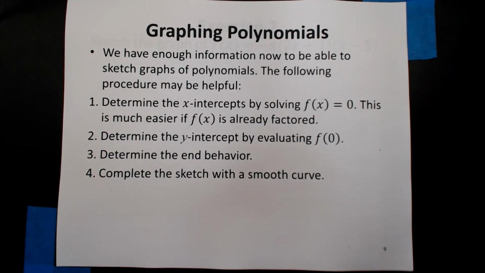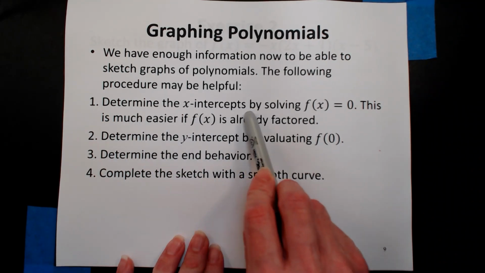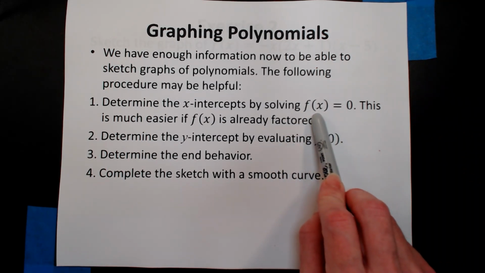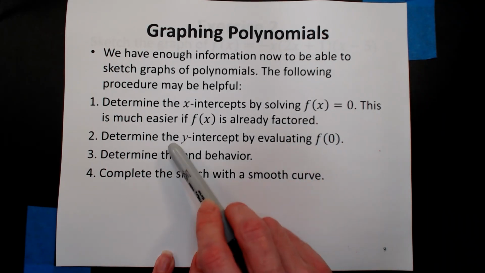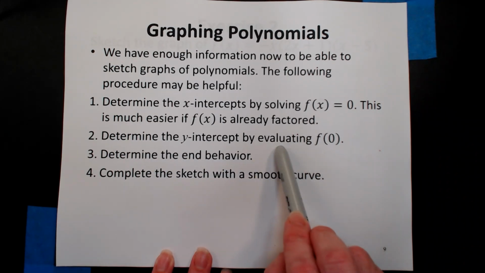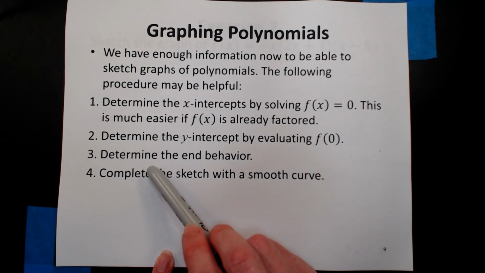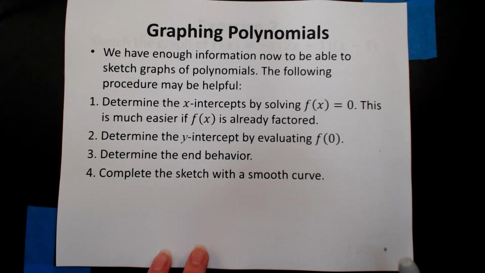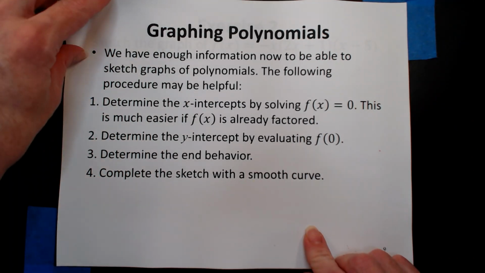If we have enough information now, we'll be able to sketch the graph of polynomials. The following procedure may be helpful. Determine the x-intercepts by solving f of x equals 0. This is much easier if f of x is already factored. Determine the y-intercept by evaluating f of 0. Determine the end behavior and complete the sketch with a smooth curve.